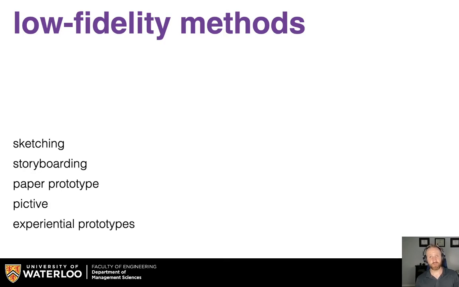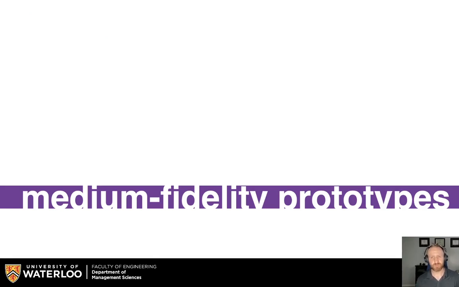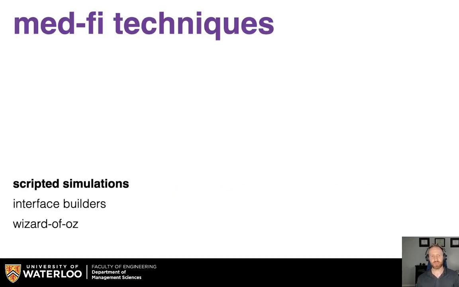We've also covered low fidelity methods like sketching, storyboarding, paper prototypes, pictives, and experiential prototypes. So let's talk about medium fidelity prototypes. There are 3 main types that we'll cover in this class: scripted simulations, interface builders, and Wizard of Oz.